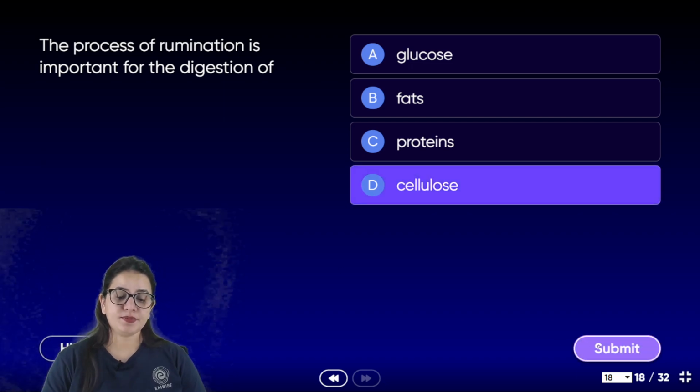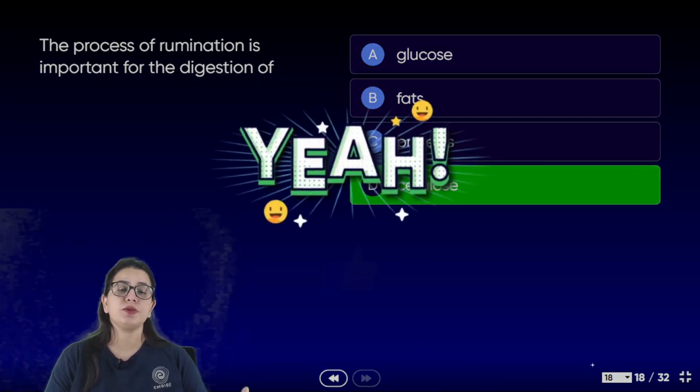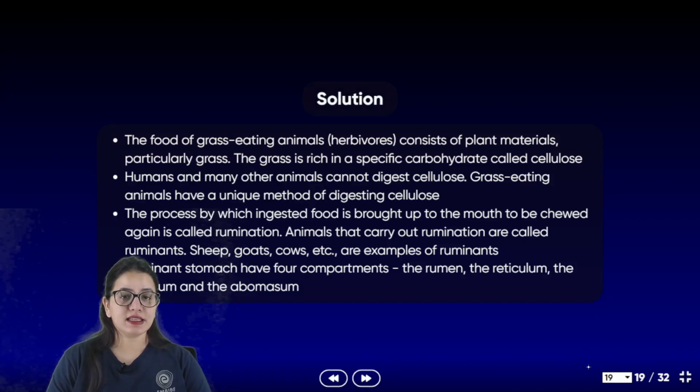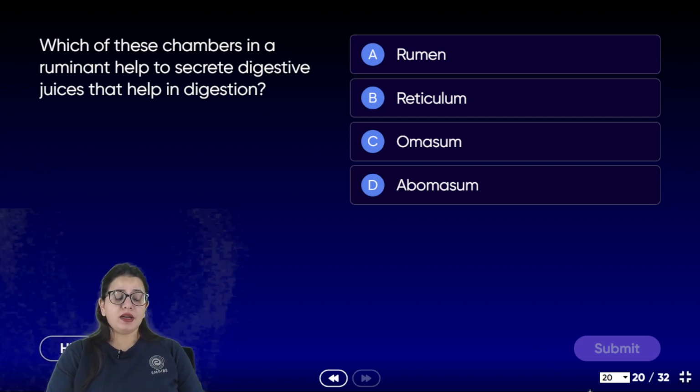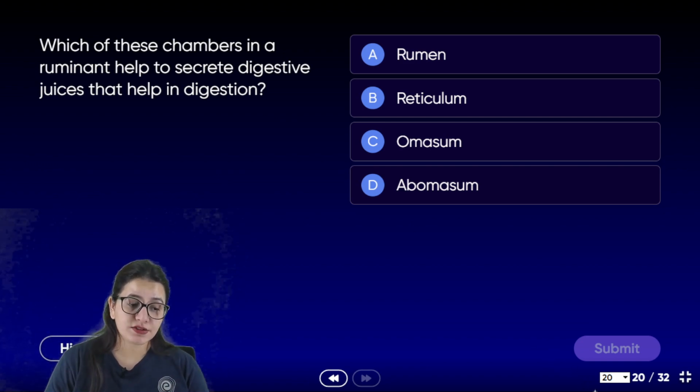It's for the cellulose. Of course, the rumination process is seen in the grass eating animals and it is for the rumination. Next question. Which of these chambers in a ruminant secrete digestive juice which helps in digestion?